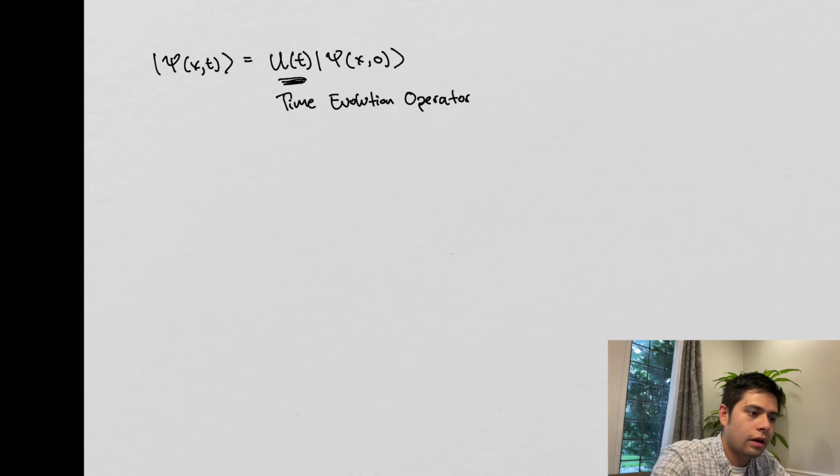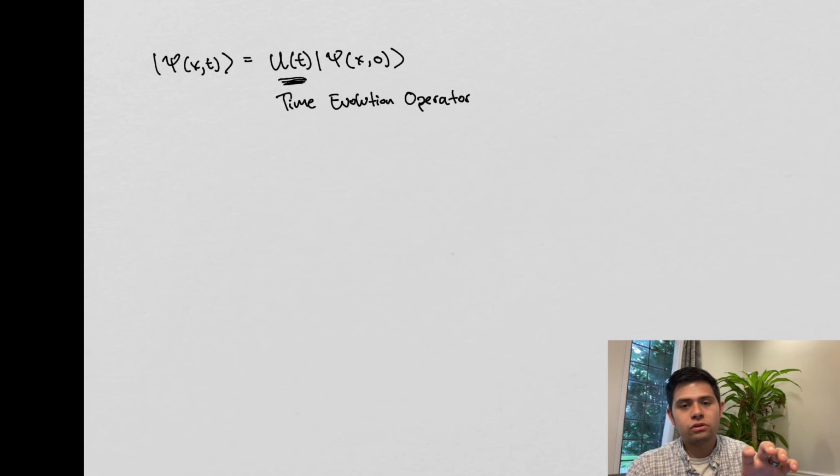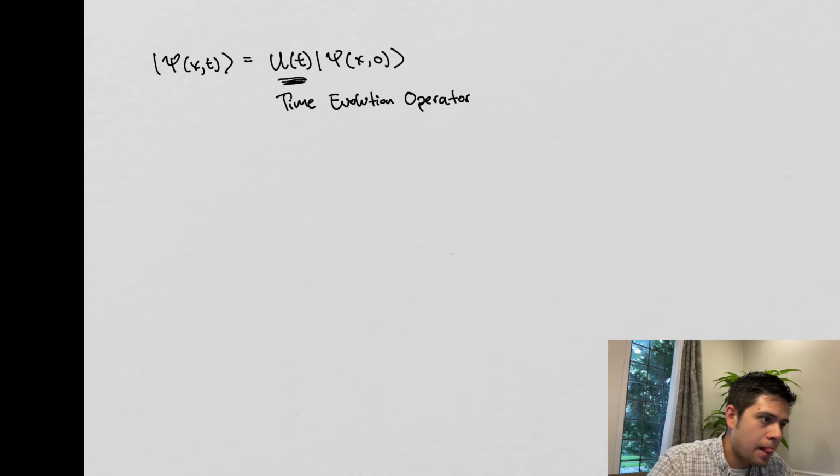Okay, and what this time evolution operator does, what we can consider, again, the time evolution operator takes your vector, and it just moves it in time, right? Okay, and it's operating on our state. We can apply the Schrodinger equation to this time evolution operator.